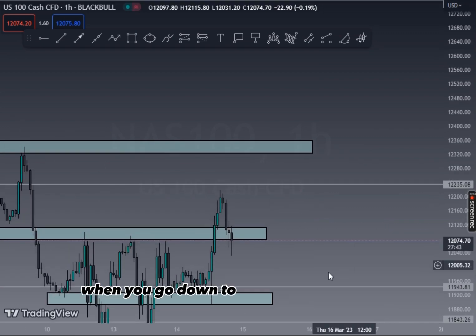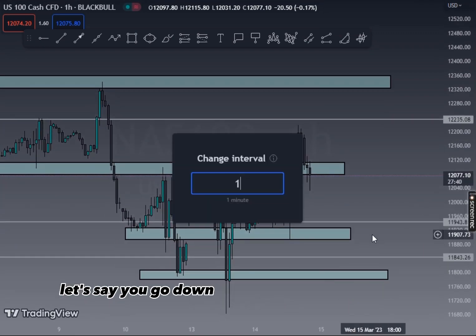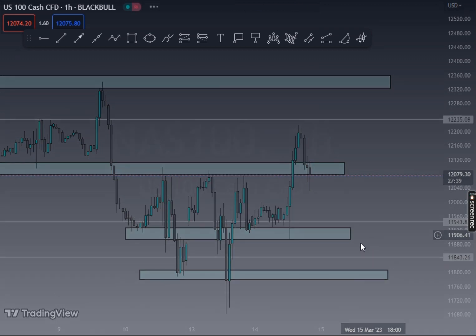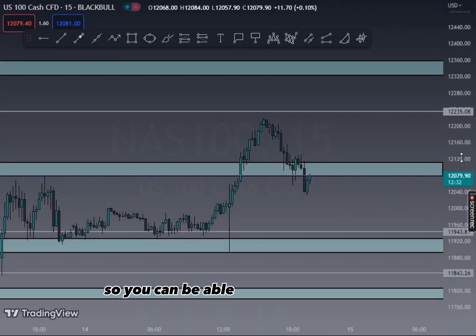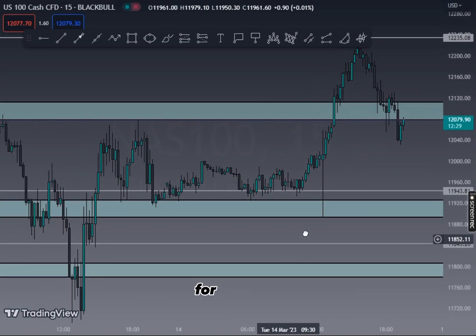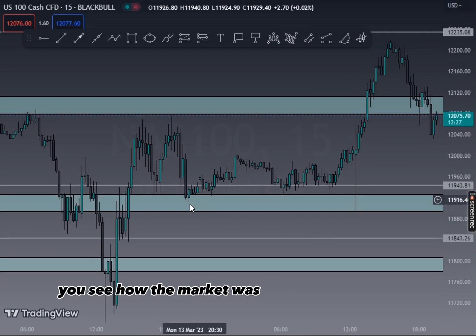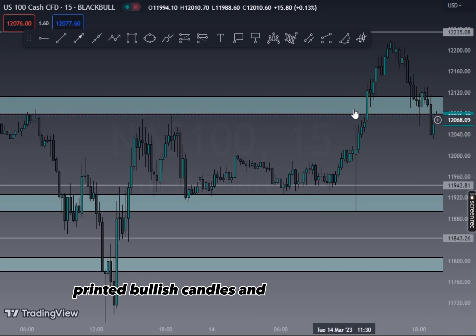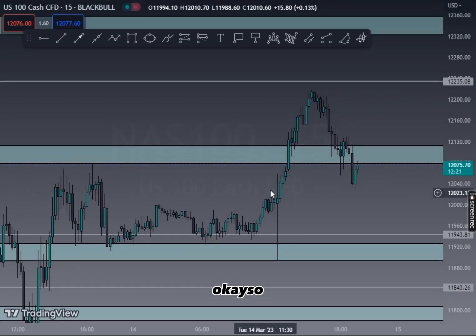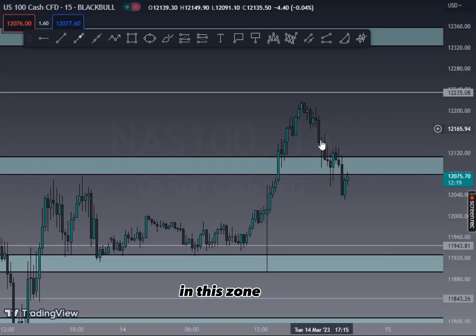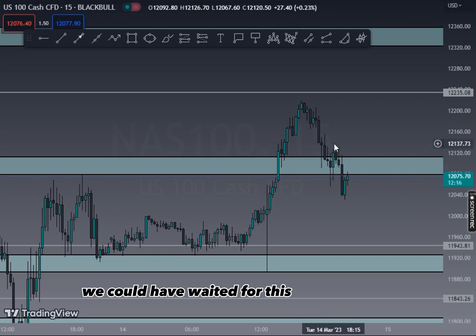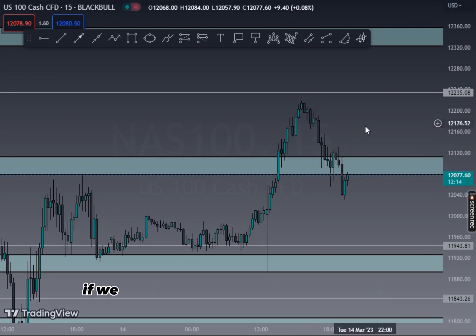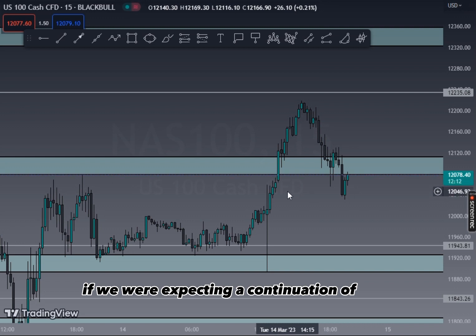So when you go down to your entry time frame, let's say the 15-minute time frame, for your entries what you are waiting for is a form of reaction from that zone so that you can take your trades. So for example, you see how the market was in this area of interest, printed bullish candles and started pushing up. In this zone here, we could have waited for this bullish candle if we were expecting a continuation of buys.